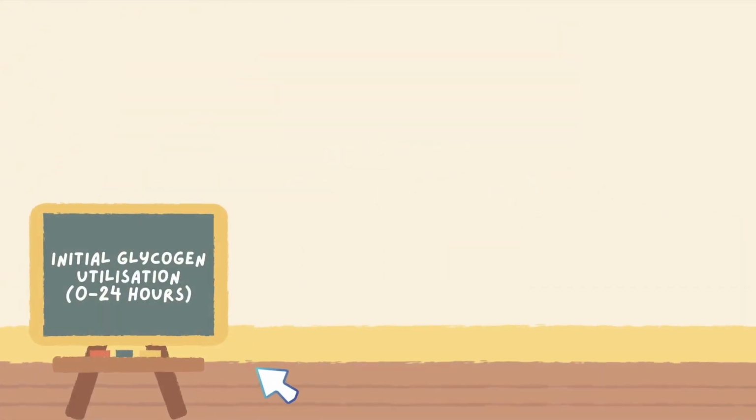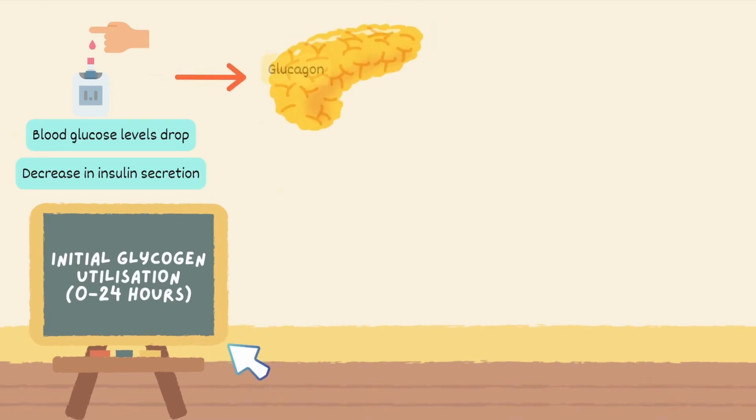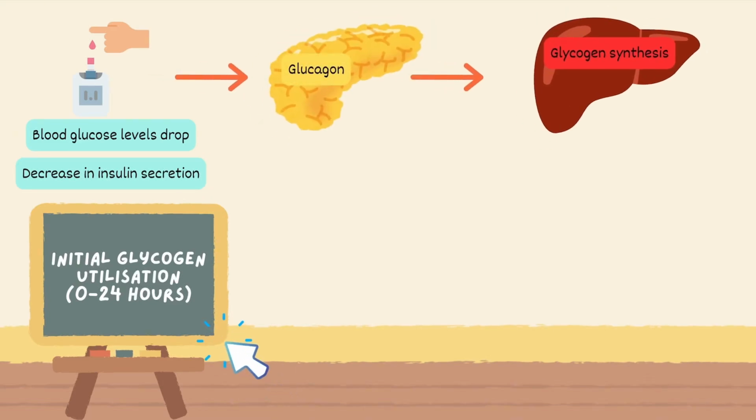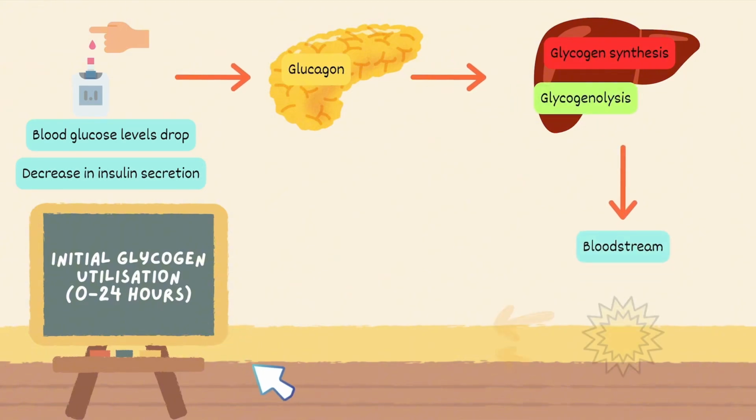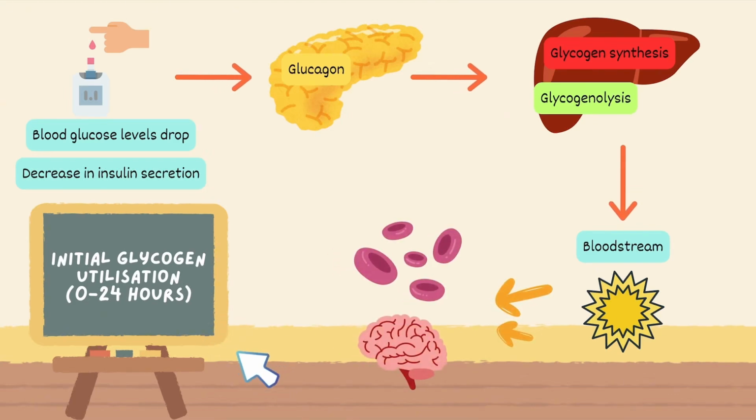During the initial phase of starvation, blood glucose levels drop, leading to a decrease in insulin secretion. In response, the pancreas releases glucagon, which inhibits glycogen synthesis in the liver and stimulates glycogenolysis. The glucose produced is released into the bloodstream to provide energy for cells, particularly glucose-dependent tissues like the brain and red blood cells. This process is regulated by glucagon and epinephrine. Glycogen stores in the liver and muscles are depleted within approximately 24 hours.